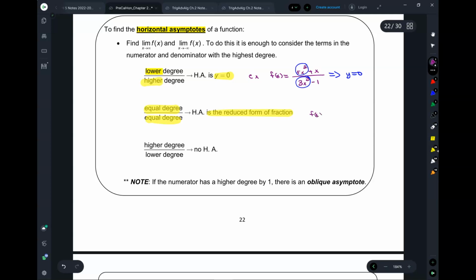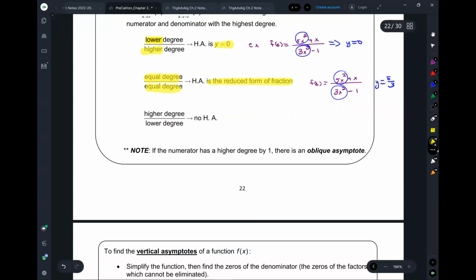So for example, if f of x is 5x squared plus x over 3x squared minus 1 this time, compare the numerator and the denominator. They have the same degree. So the horizontal asymptote is just the reduced form of this fraction, which is just 5/3. So y equals 5/3. And then if there is a higher degree on top and a lower degree on the bottom, there is no horizontal asymptote.